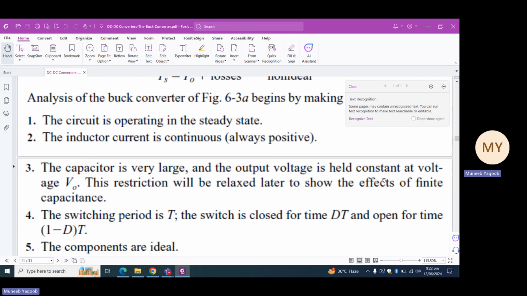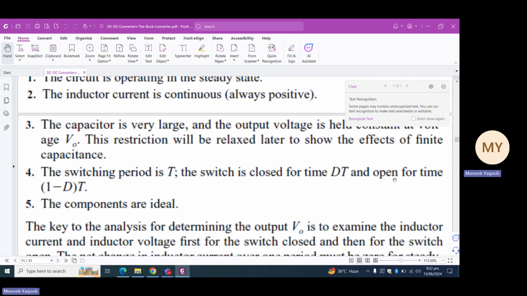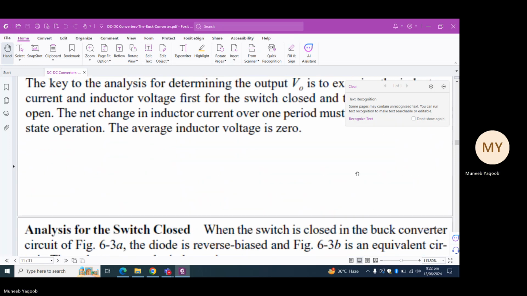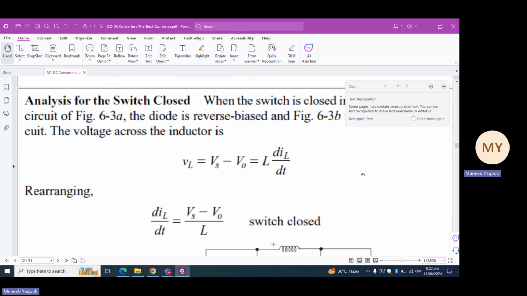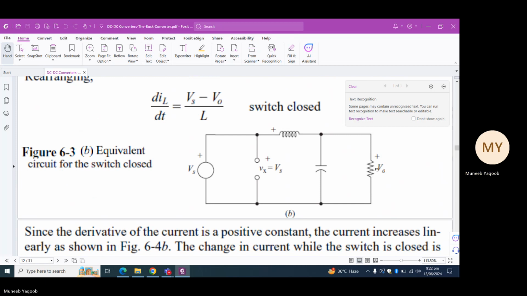And again, as shown in the figure, the switching time period is capital T, where the switch is closed for the time DT and it is open for the time (1 minus D) times T. We assume that all the components are ideal, including the switches. Now, if the switch is closed, the circuit will behave like figure 6.3b being displayed on our screen.